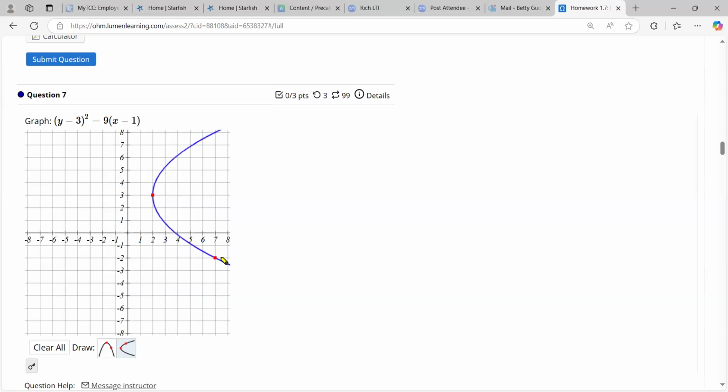I'm trying to see where the parabola cuts the x-axis. Wherever the parabola crosses the x-axis, that is the x-intercept. So we need to know the x-intercept. How do we find the x-intercept? We make y be 0. It should not be too difficult. And what is x?